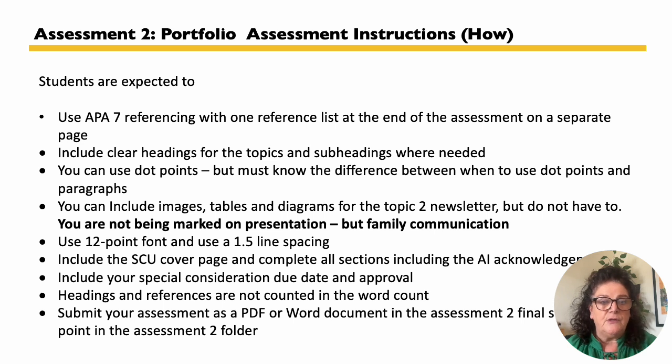Make sure you use APA referencing. I think most of you now know that. Your reference list should be on a separate page, not under each of the 3 topics. Use clear headings for the topics. You can also use subheadings if you want to make your work really clear. And you can use dot points. But it's very important to know the difference between dot points and paragraphs.